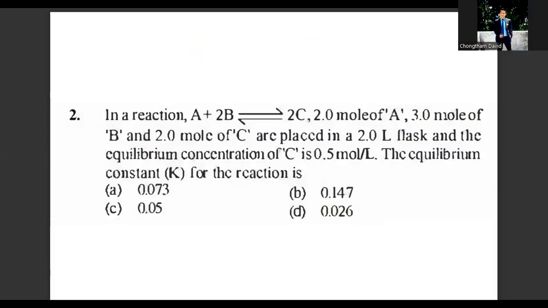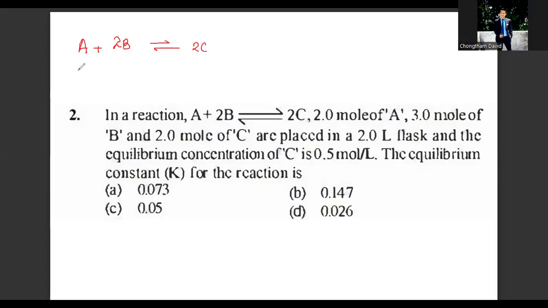In a reaction, A plus twice B generate 2C, 2.0 mole of A, 3.0 mole of B, and 2.0 mole of C are placed in a 2-liter flask, and the equilibrium concentration of C is 0.5 mole per liter. The equilibrium constant K for the reaction is? Now let us write the reaction to answer this question. A plus 2B gives 2C. This is the given reaction.